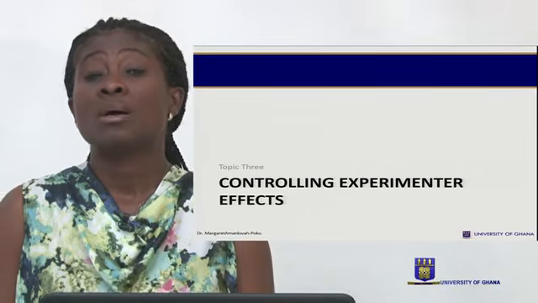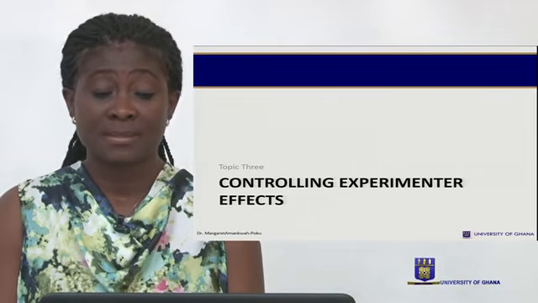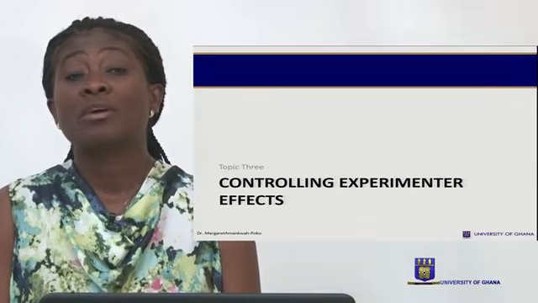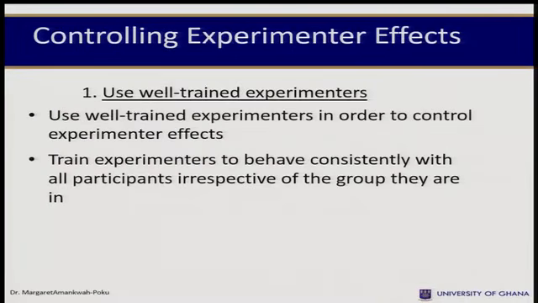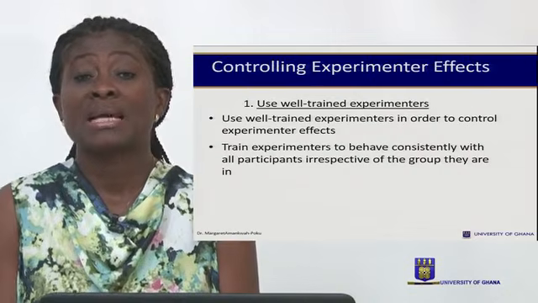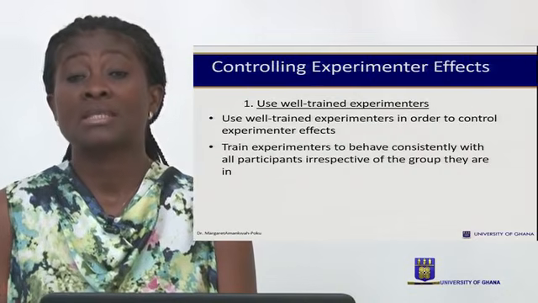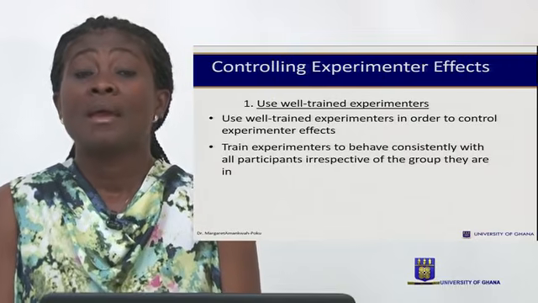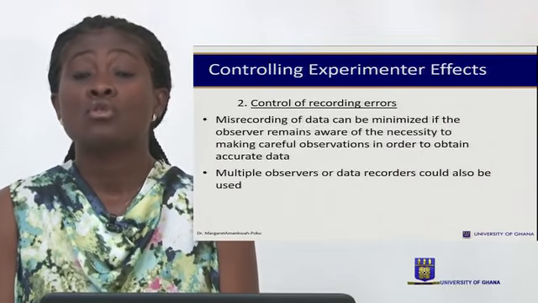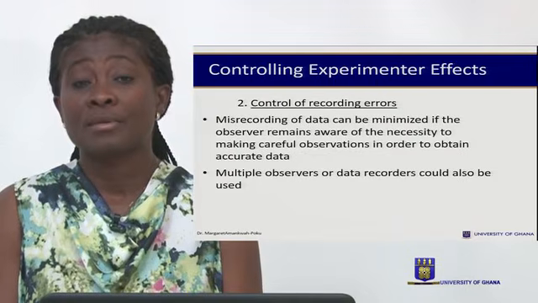So now let's talk about controlling experimental effects. One way of doing that is by using well-trained experimenters. When you use well-trained experimenters, you are able to control for experimental effects. Because the experimenters are trained, they are able to behave consistently among the various groups that they are testing. Again, you can also control for the recording of errors.